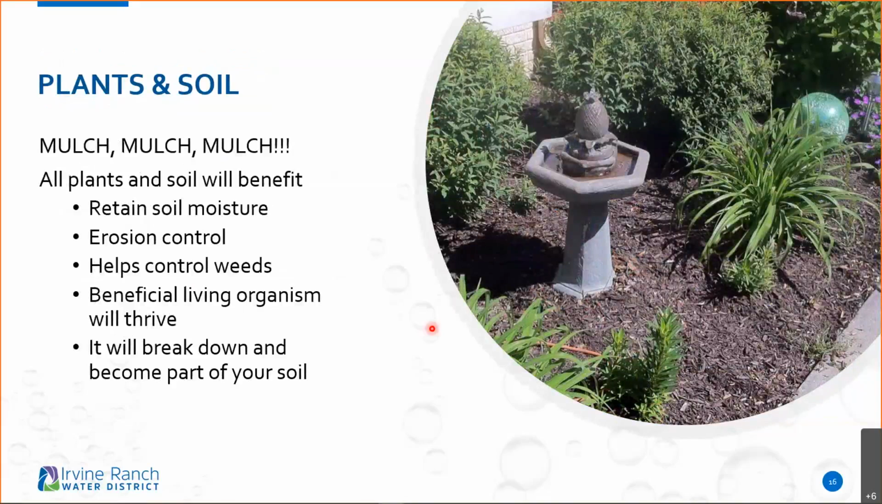I can't say enough about taking care of our planting areas. Mulch is one of our best friends out there in the landscape. All plants and soil will benefit from it. It's one thing about having a nice layer of mulch between our plantings: it's going to retain a lot of that soil moisture. It also will bring down the temperature of that soil, so it doesn't get as hot.